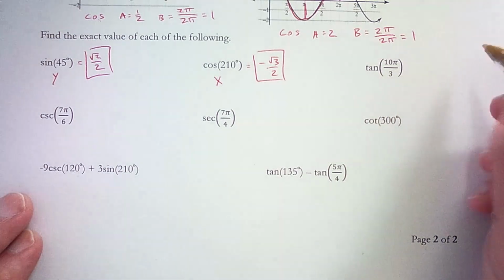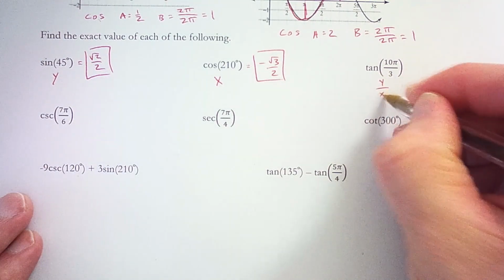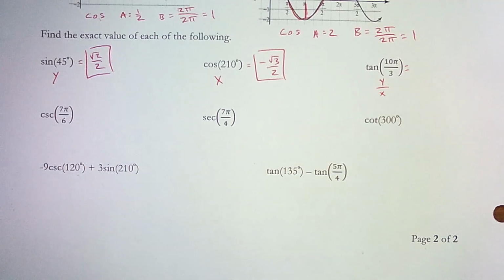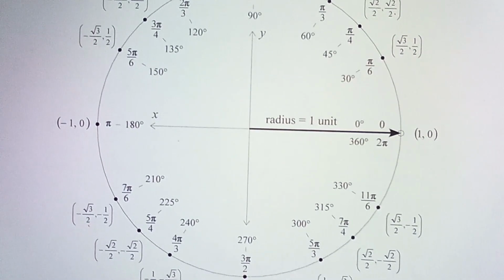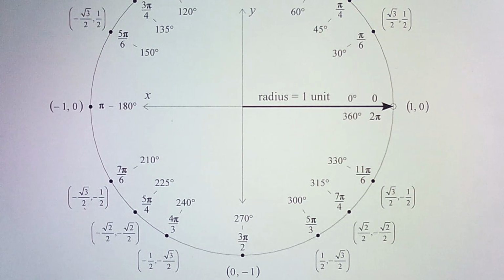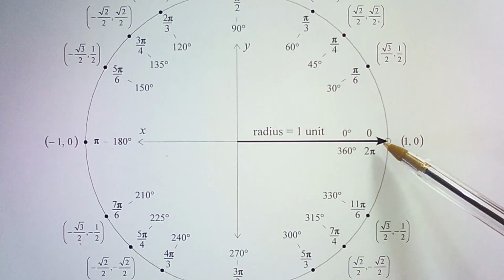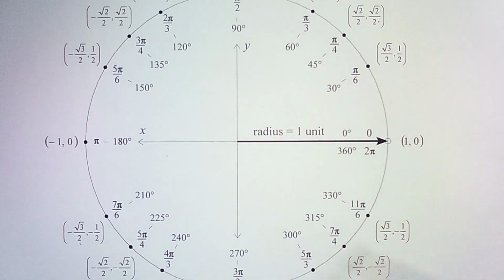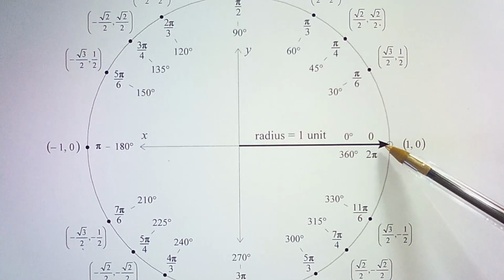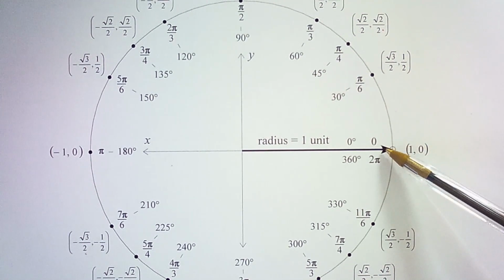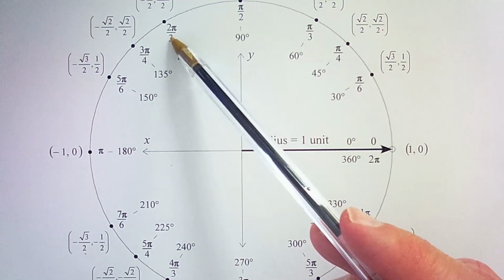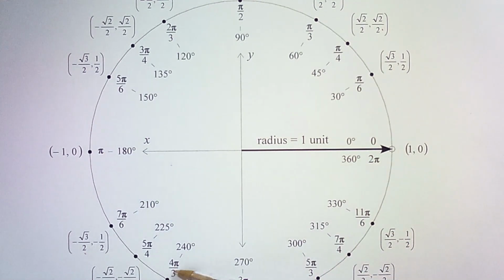Tangent. What we need to understand about tangent is that tangent is y over x. So at 10 pi over 3, there's a couple different ways to find that spot. So let's try two different ways. One is to understand first that all the way around is 2 pi, so that's 6/3. And if I'm looking for 10/3, I went 6/3, I need 4 more thirds. So here's 1/3, 2/3, 3/3, 4/3, so it puts us right here.